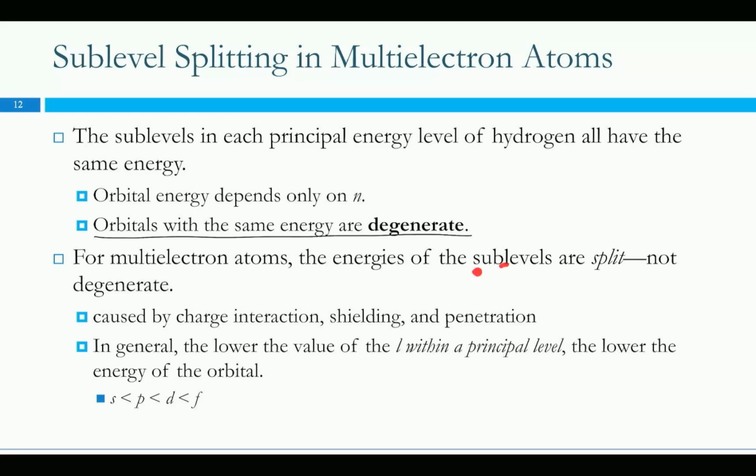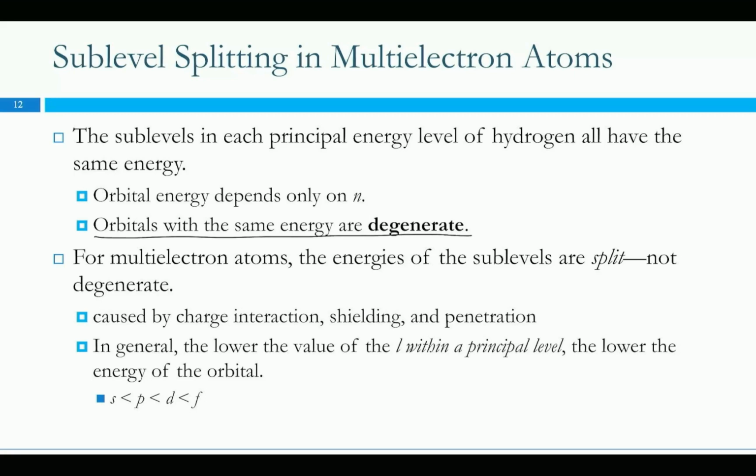And so we say that the energies of the sublevels are split, not degenerate. We'll see that later. You can have orbital splitting. I think we talked about orbital splitting in this class. That might be Chem 2.